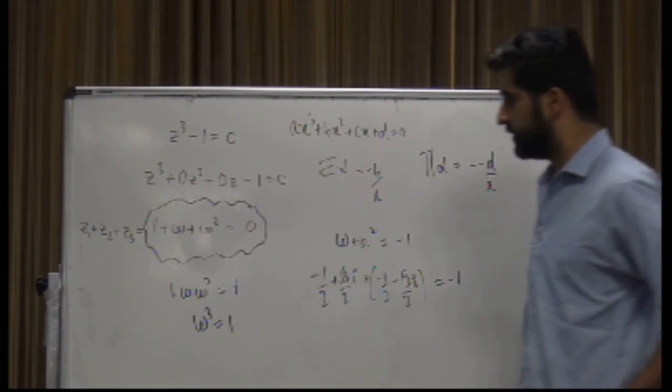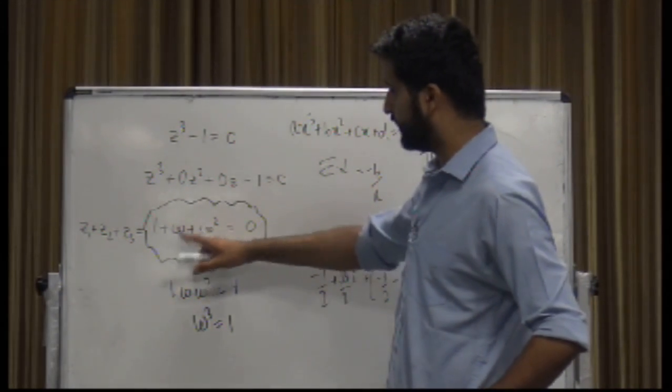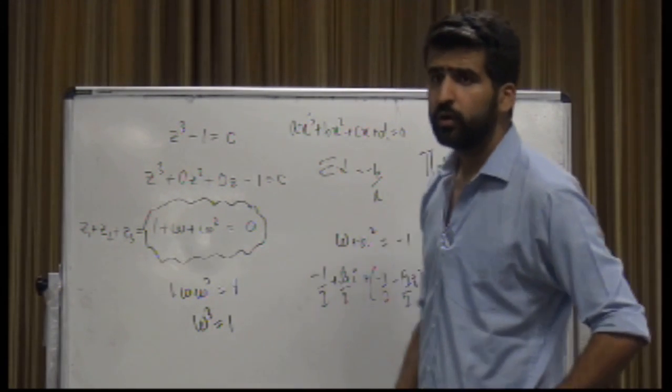So you just remember this property. This is very important, that omega plus omega square is equal to minus 1.